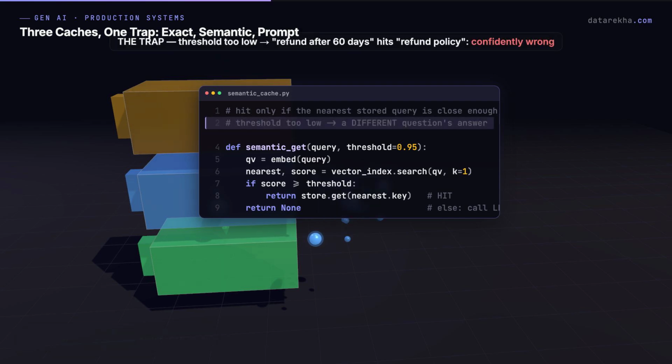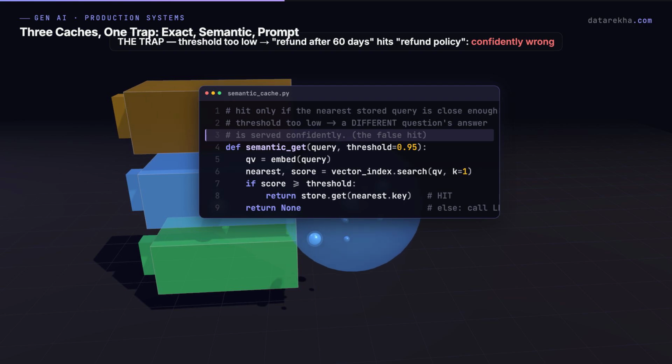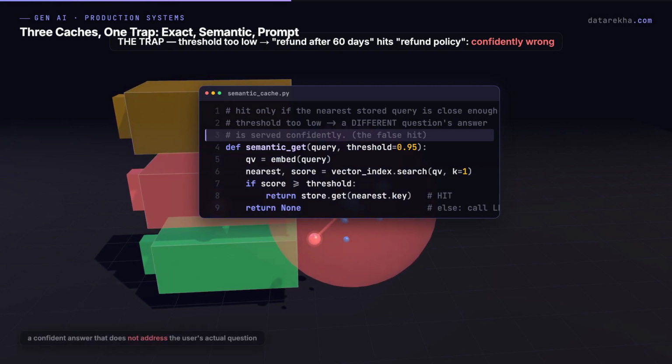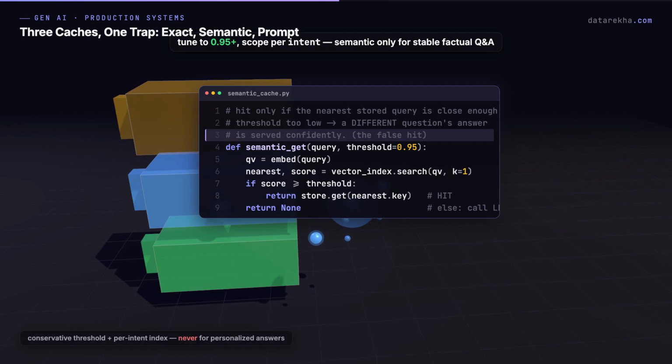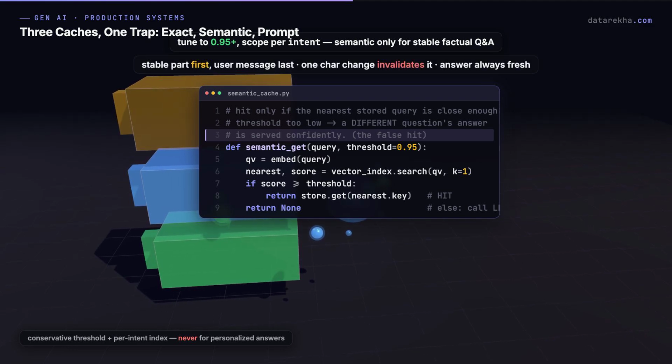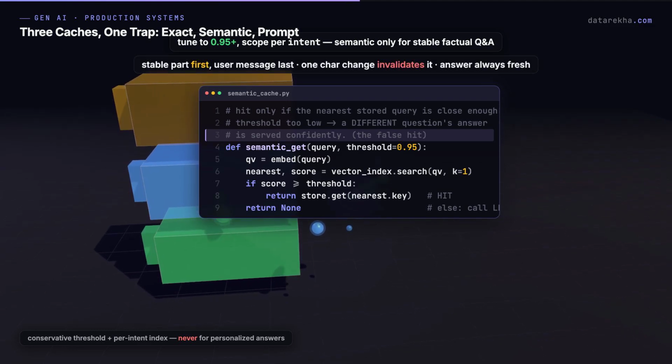But here is the trap, the false hit. Set the threshold too low and a user asking, "Can I get a refund after 60 days?" hits the entry for "What is your refund policy?" A confident answer that does not address their question, confidently wrong. So tune the threshold conservatively, 0.95 or higher, and scope the index per intent. Reserve semantic caching for stable factual Q&A, never for personalized answers.